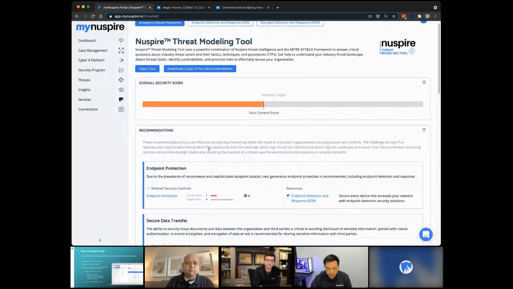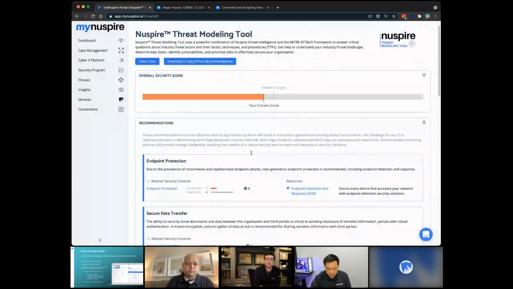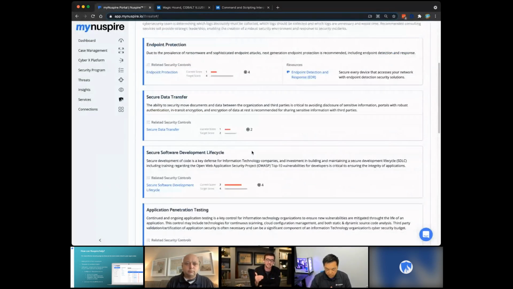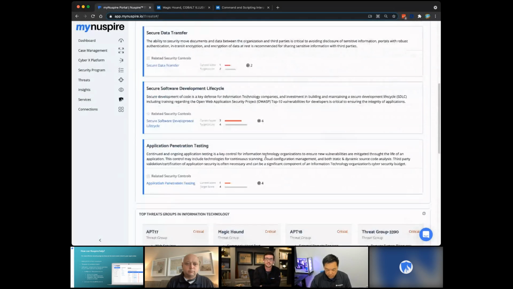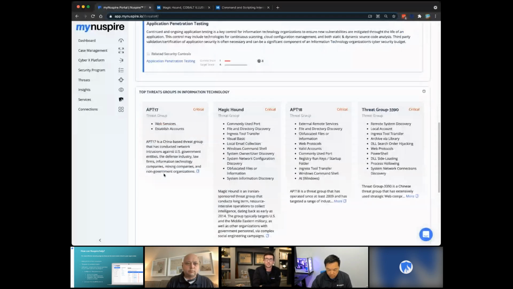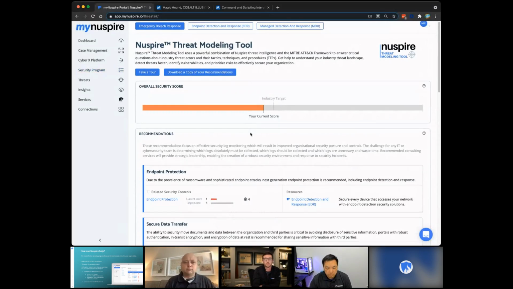So as an example, as a new user in myNuspire, what you would get is just a default set of recommendations based on your threat model. What are the biggest, most common techniques, as you can see in this chart down here? And then what are the controls that you need in place to protect against the most critical techniques? Very simple. But where the real magic of this tool comes in is combining where you are at today with how you're being attacked. And that's what we're showing here.